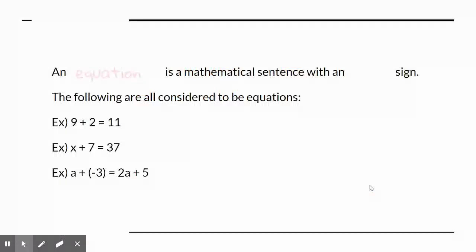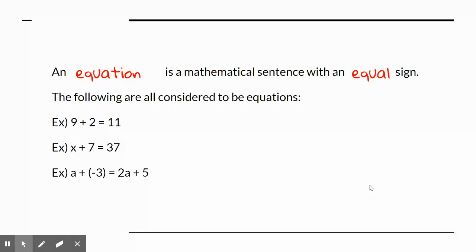All right, so let's start. An equation is a mathematical sentence with an equal sign. The following are all considered to be equations. 9 plus 2 is 11. 11 equals 11. X plus 7 equals 37. A plus negative 3 equals 2A plus 5. So these are equations because of that equal sign.